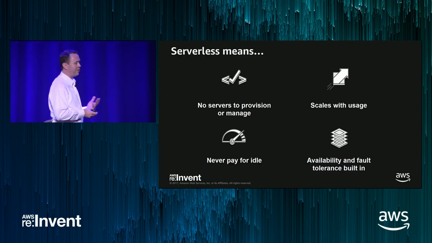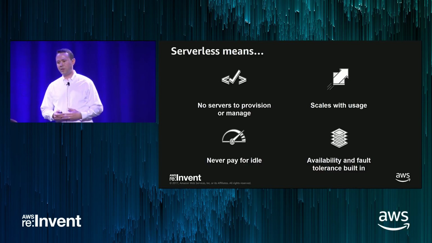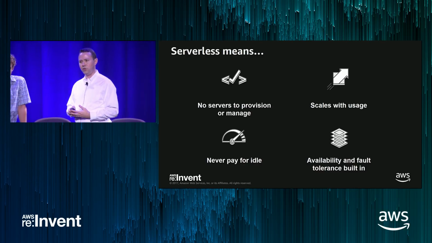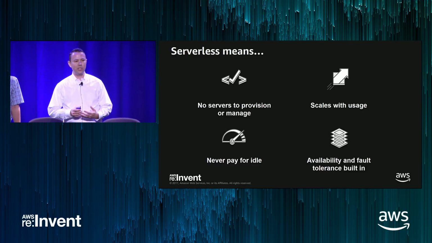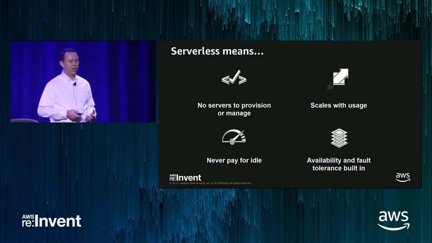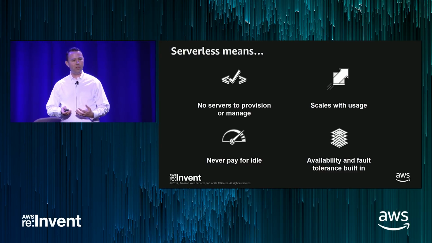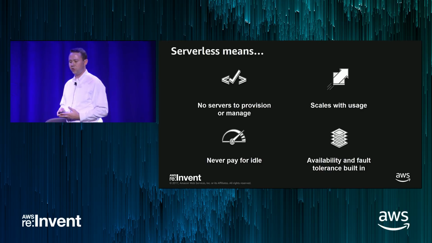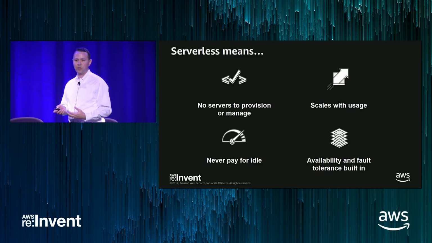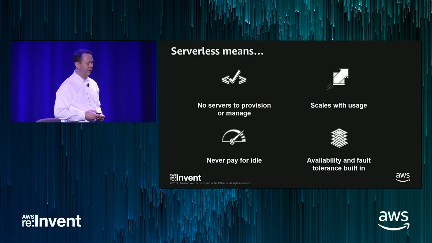In addition, you never have to pay for idle. So this is a big selling point for a lot of our customers that are managing compute on EC2 today. It's very rare that we see customers that have 100% CPU utilization on their EC2. But with serverless, you only pay for the exact amount of compute that you consume. And so you never have to pay for that excess idle capacity. Of course, availability and fault tolerance are built in to the platform.